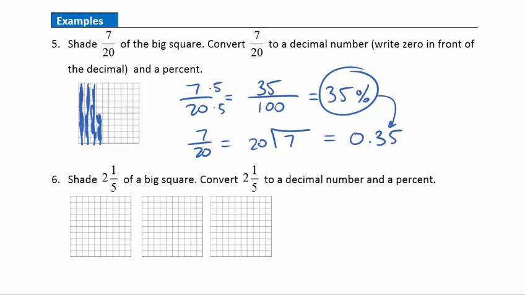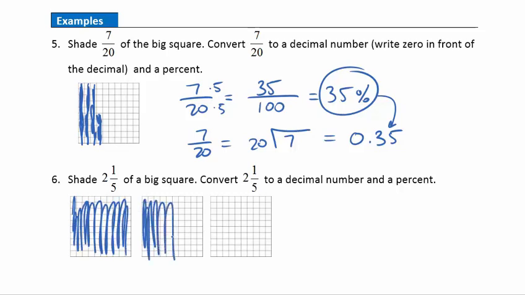All right, let's see. Well, the whole number 2 is just going to be 2 whole things, just like when we had 200% was 2 whole things. So we got 2 whole things here. Then I want to shade 1/5 of this. Well, if I divided this into 5 parts, let's see. Yeah, that's a little tricky.